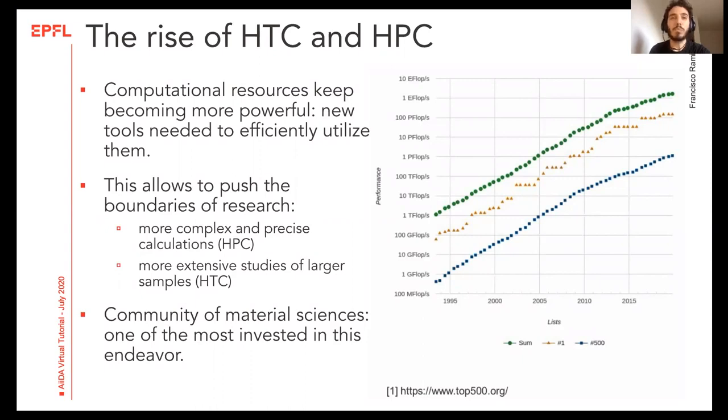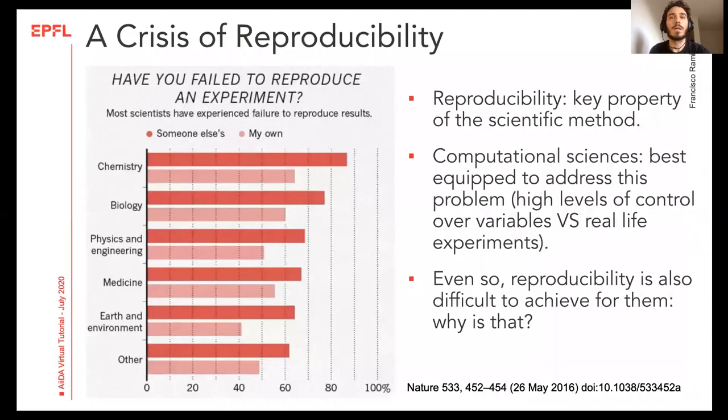So, one of these problems that is actually more widespread throughout the whole range of scientific disciplines, and which is particularly important to understand AiiDA, is the notorious reproducibility crisis. And reproducibility is one of the cornerstones of the scientific method, so this is not something to take lightly.